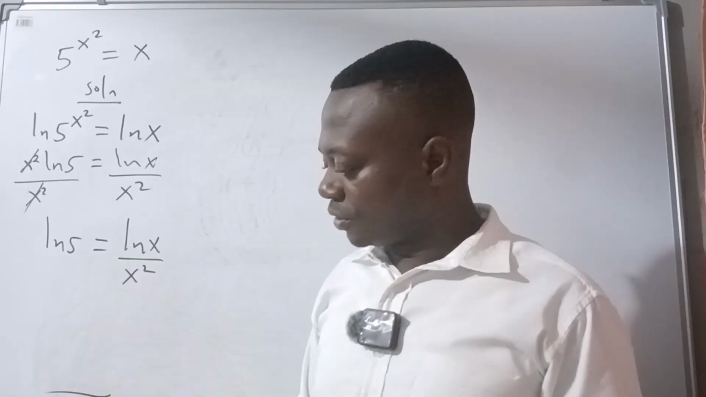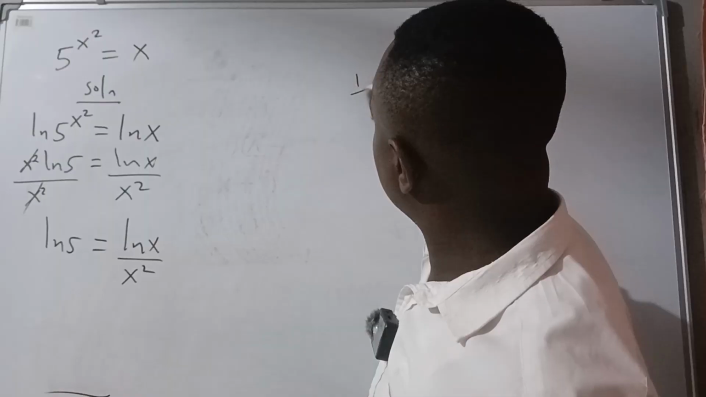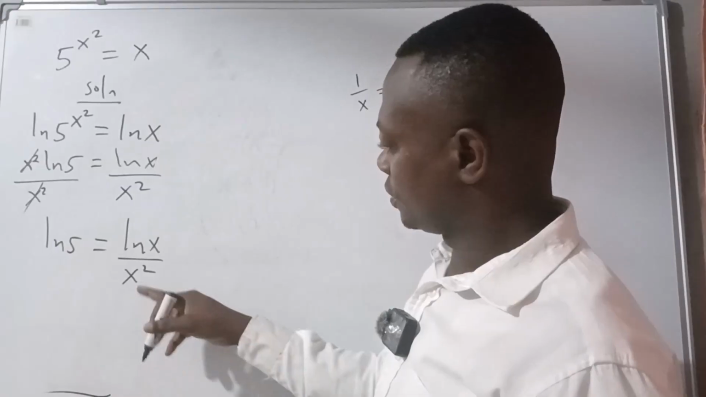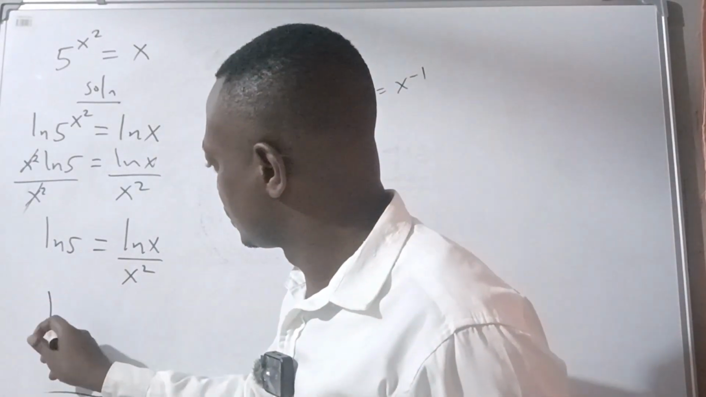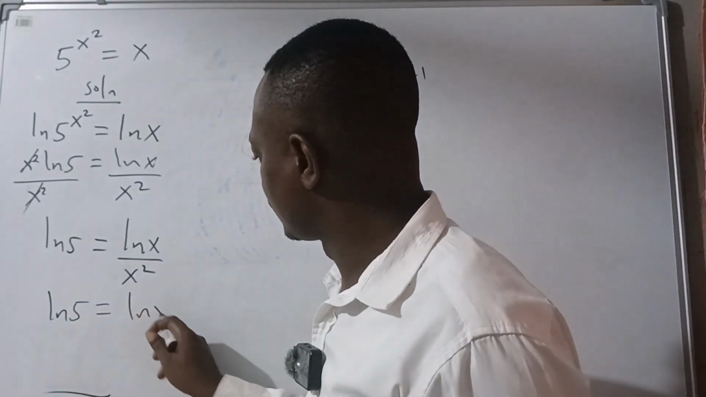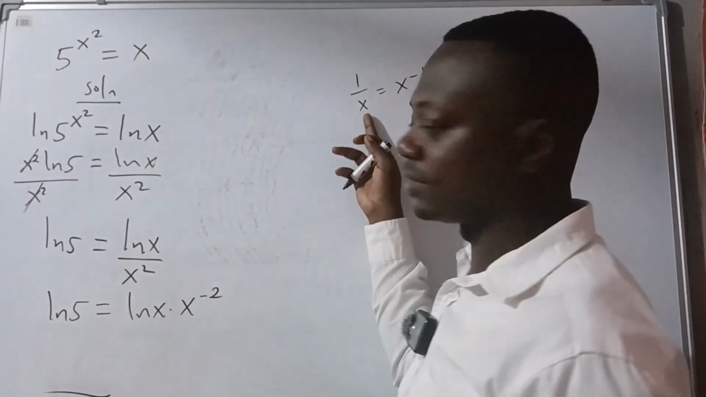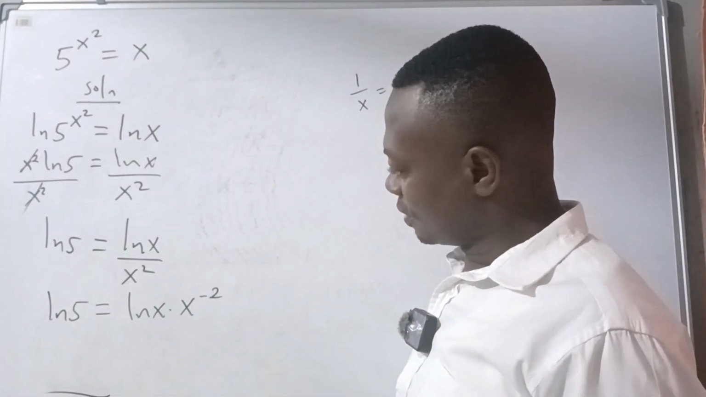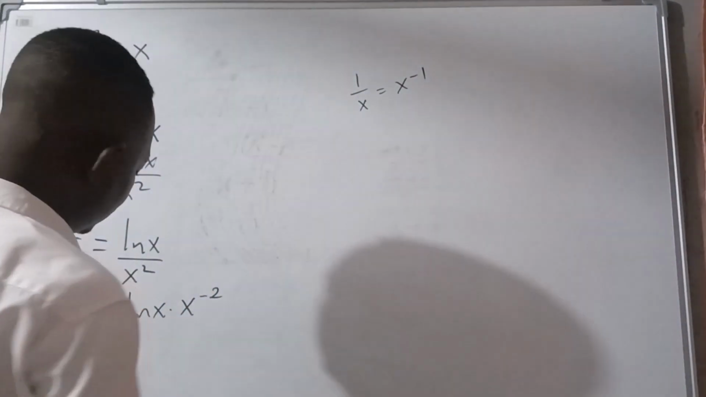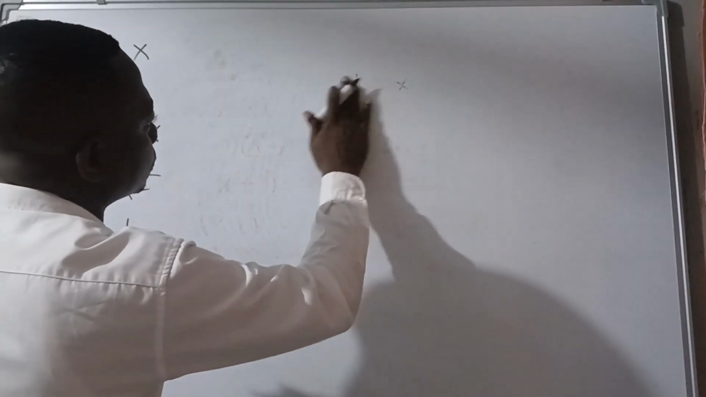Let's not forget that 1 over x is the same as x to the power of minus 1. So this side will be ln of 5 equals ln of x times x raised to minus 2 per this property. Now from here, we would like to introduce our Lambert W function.